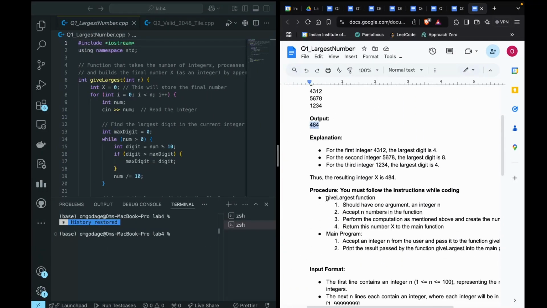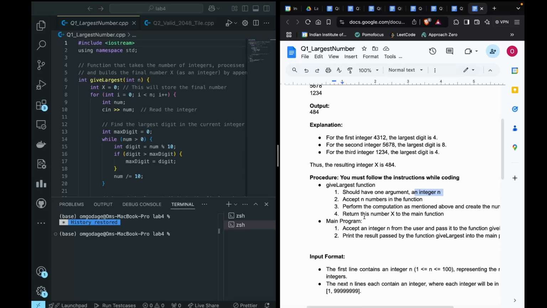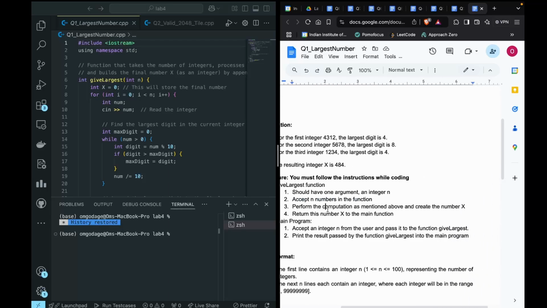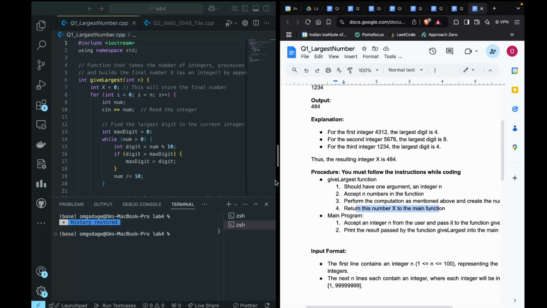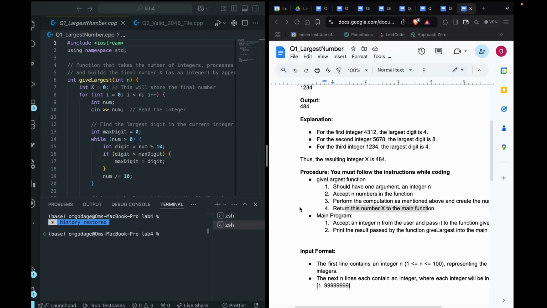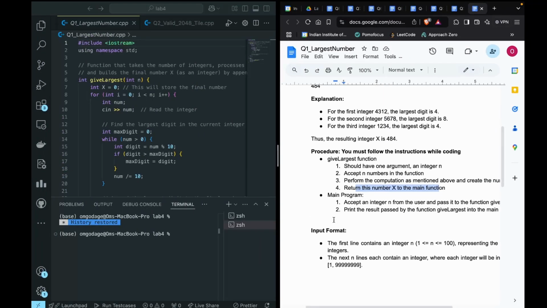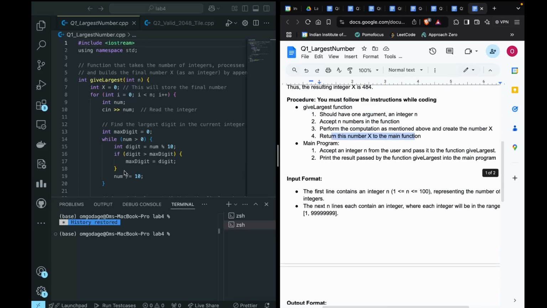So you have to implement a function called give largest function, which takes in an integer n. It accepts n numbers, so this is just a simple for loop over the n numbers. Then it performs the computation and creates the number x and returns this finally. Okay, so I think this should have explained what you have to code up. I'll show you the code directly now. Okay, anything else required? Alright, fine.